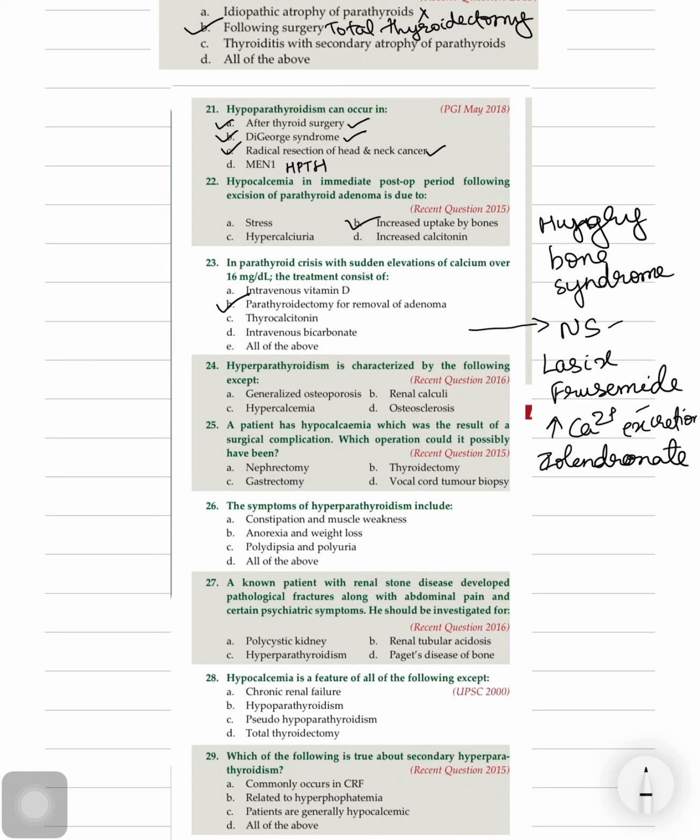Hyperparathyroidism is characterized by the following except: generalized osteoporosis, yes; renal calculi, yes; and hypercalcemia, yes. Osteosclerosis is not seen, so the option is D.